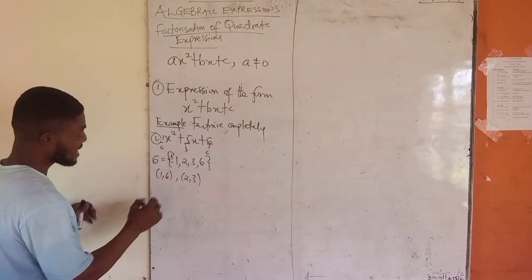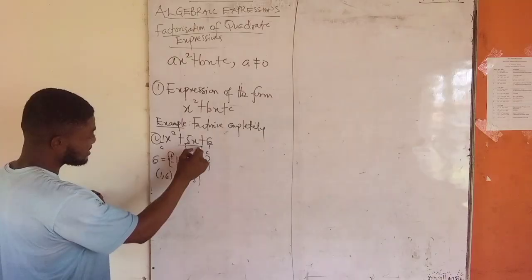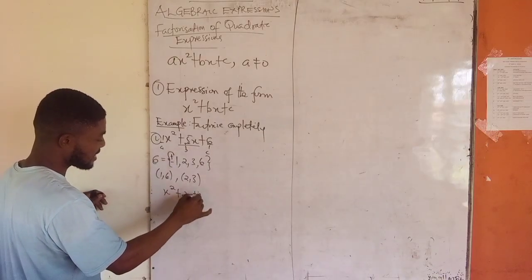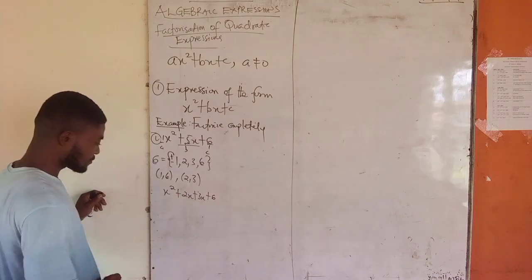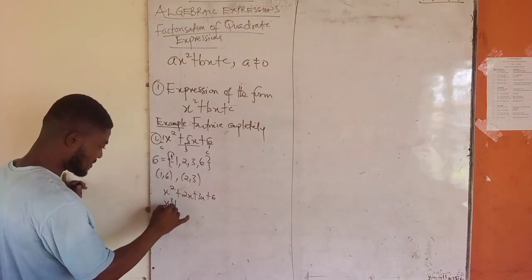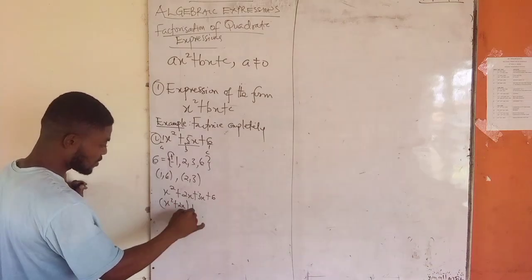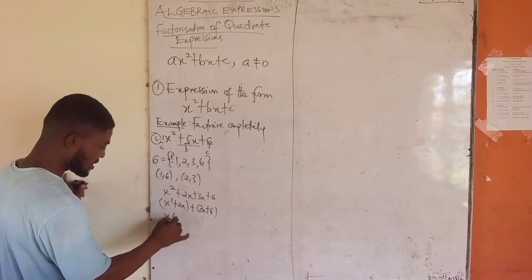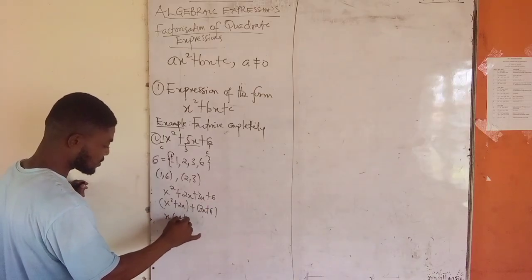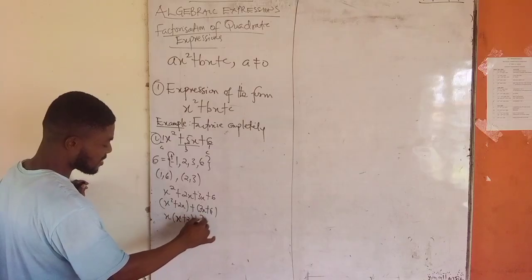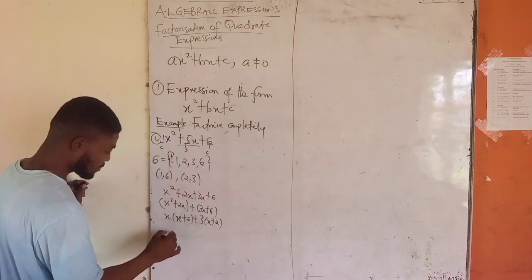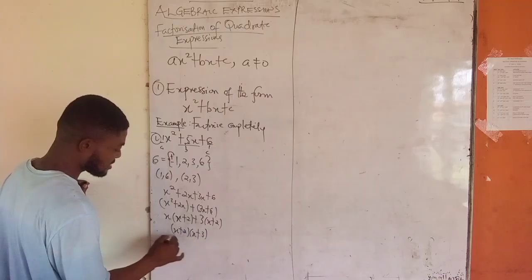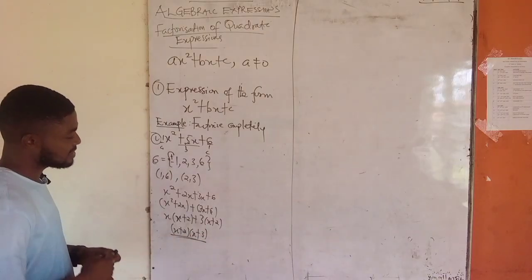If that is the case, I have to express this in terms of 2 and 3. So I have x squared plus 2x plus 3x plus 6. Factorize them now. Put them into pairs. x is common here, x is left here, plus 2 here. Plus 3 is common, x plus 2 also here. So I have x plus 2 against x plus 3. This is how we factorize this one.